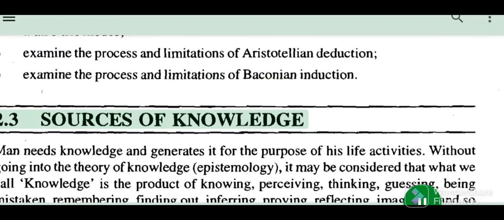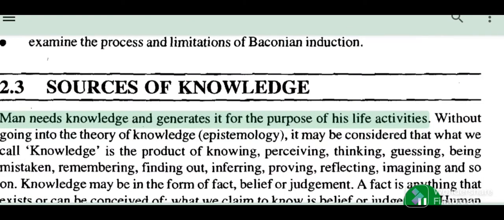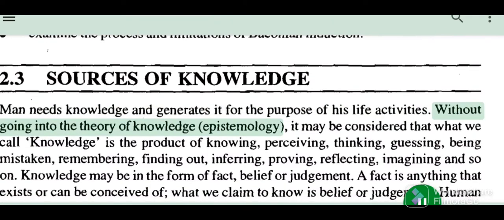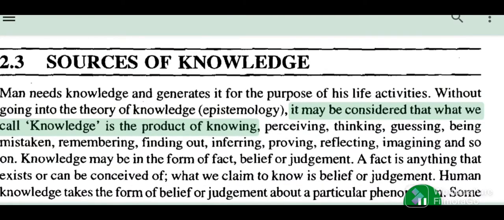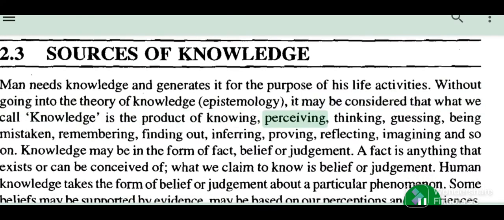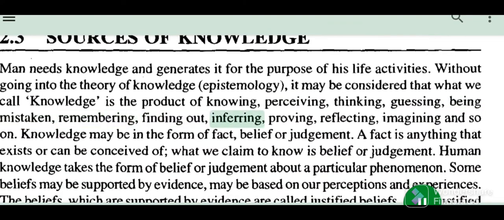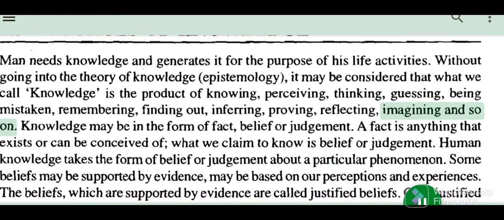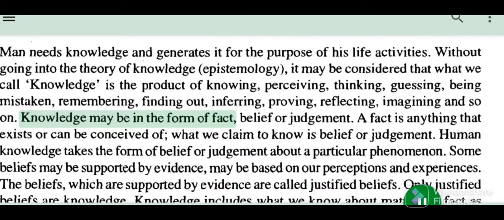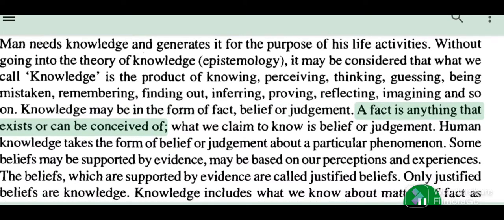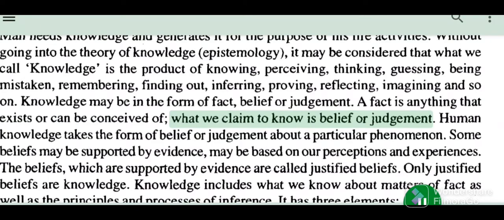2.3 Sources of knowledge. Man needs knowledge and generates it for the purpose of his life activities. Without going into the theory of knowledge, epistemology, it may be considered that what we call knowledge is the product of knowing, perceiving, thinking, guessing, being mistaken, remembering, finding out, inferring, proving, reflecting, imagining, and so on. Knowledge may be in the form of fact, belief, or judgment. A fact is anything that exists or can be conceived of. What we claim to know is belief or judgment.